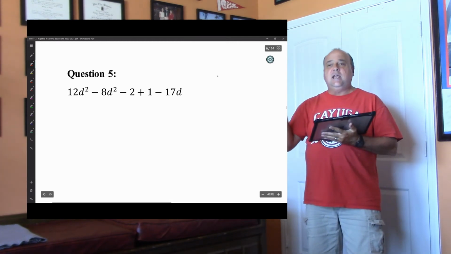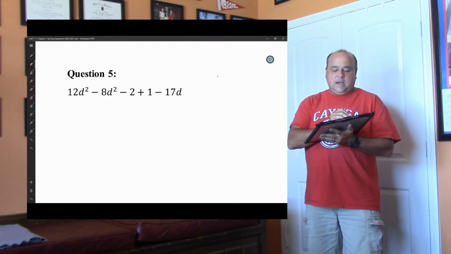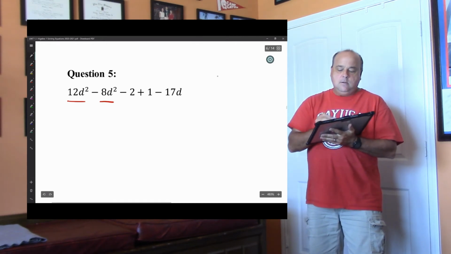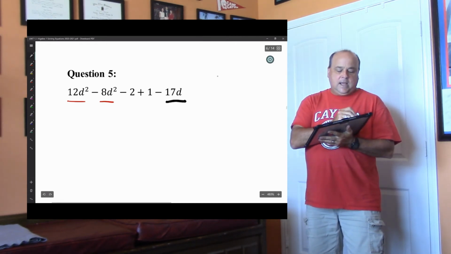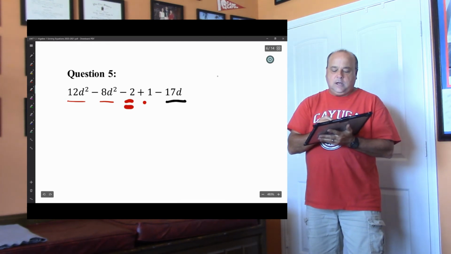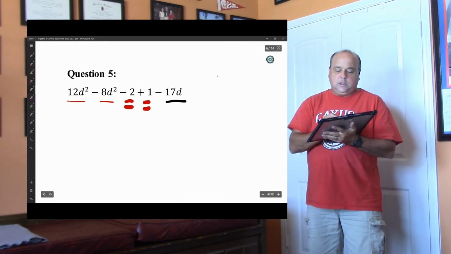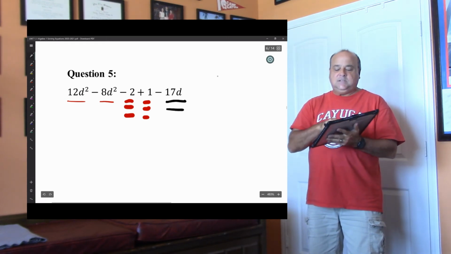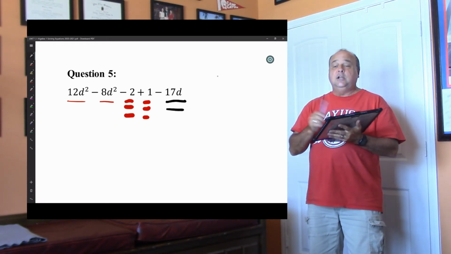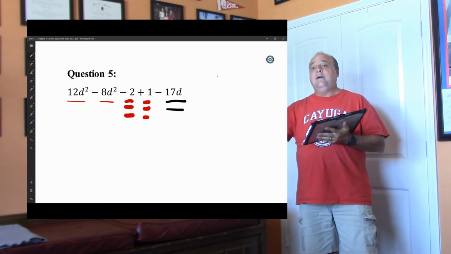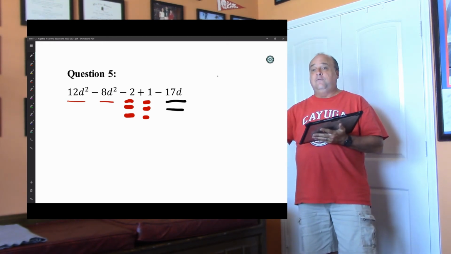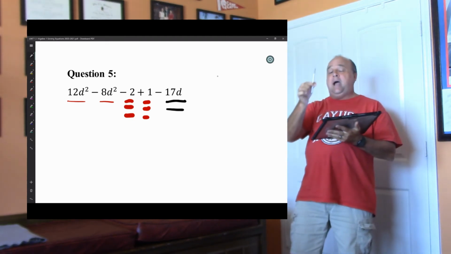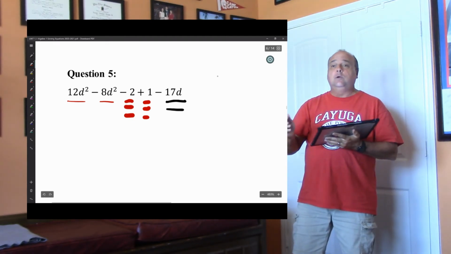Remember, the largest exponent goes first. So we have 2d squared, then we have a d, and then we have two constant terms, 2 and 1. So those will get triple underline. So notice on this problem, I have a single underline, a double underline, and a triple underline. So I won't have 2 terms in my answer, I'll have 3. This has more power. Now then, let's go through and do the arithmetic.